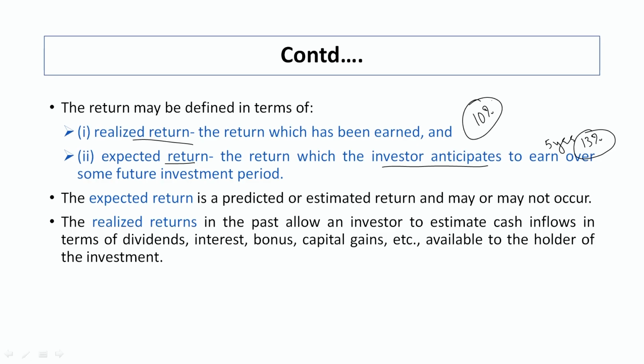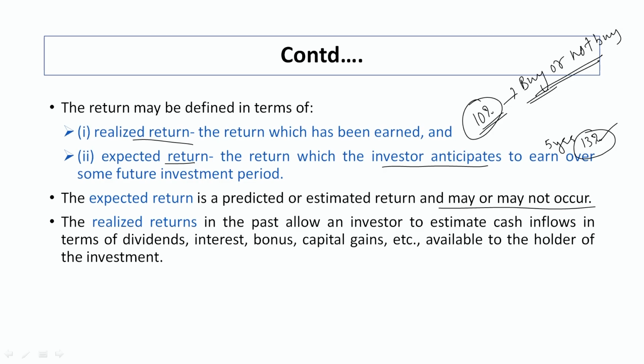So on the basis of this, I am going to either buy the security or not buy the security. If it is up to my expectation, then it is okay. If I am expecting 13% from a particular security and its historical data suggests that it is only providing 10% return to the investor, I am not going to buy the security. So in this case, we have to compare the historical returns with the expectation that the investor has from the particular investment. So expected return is a predicted or estimated return that may or may not occur.